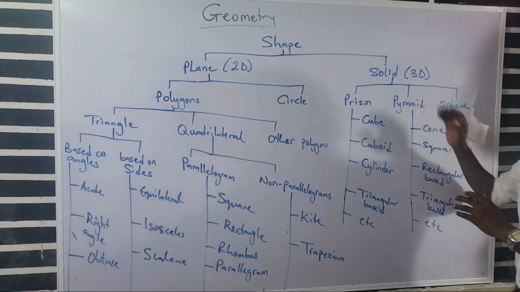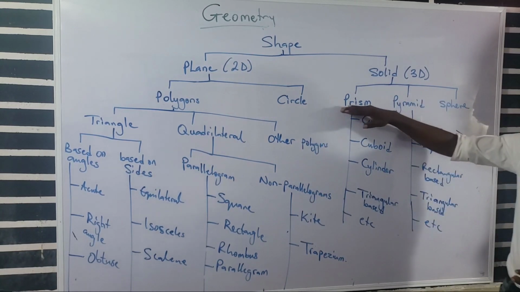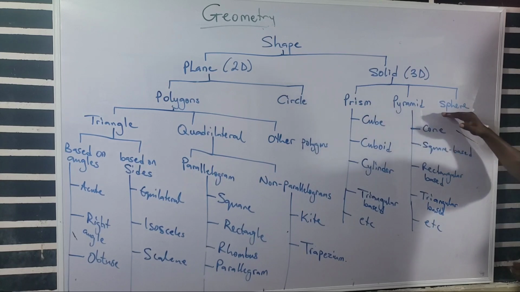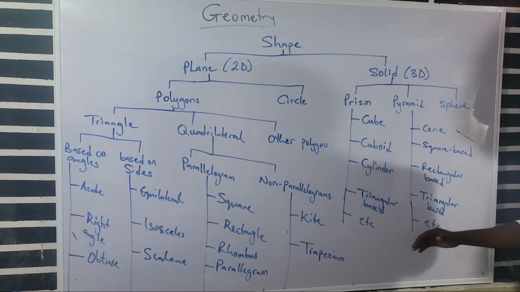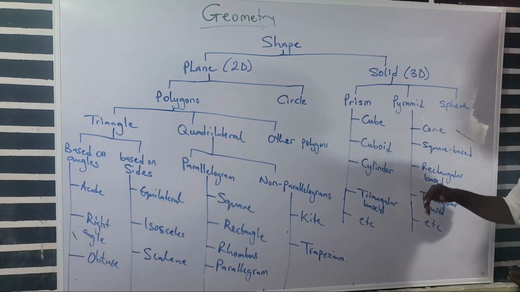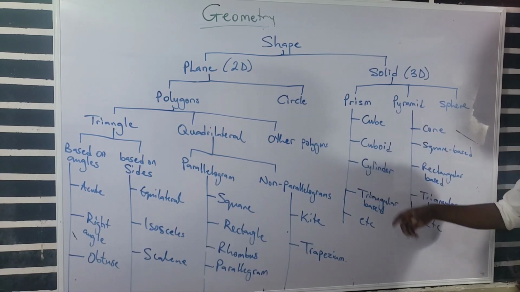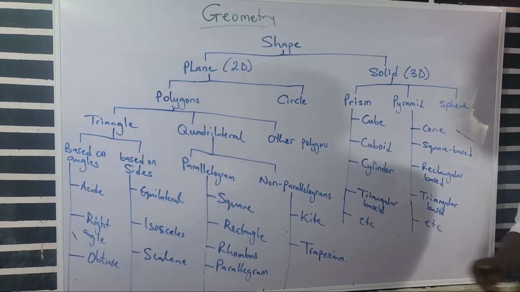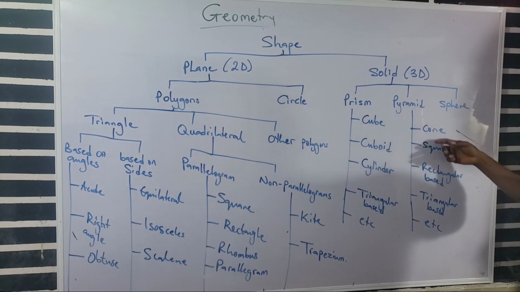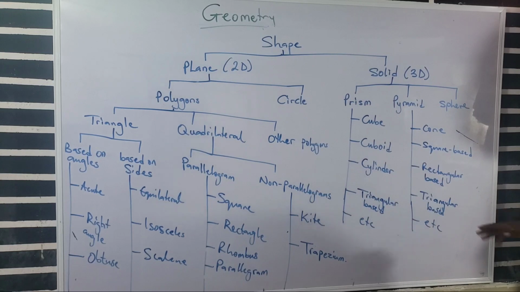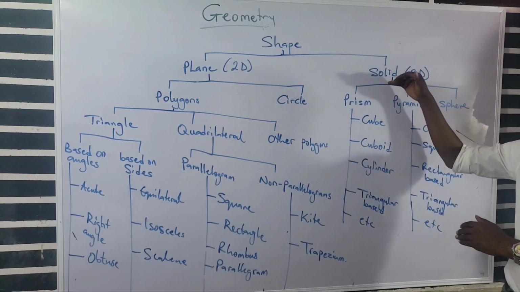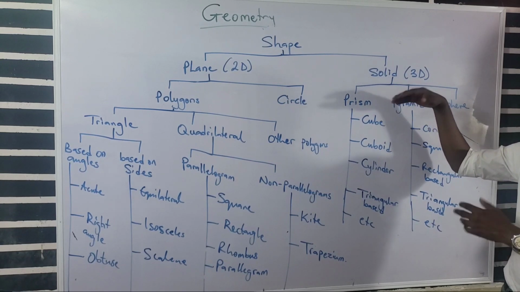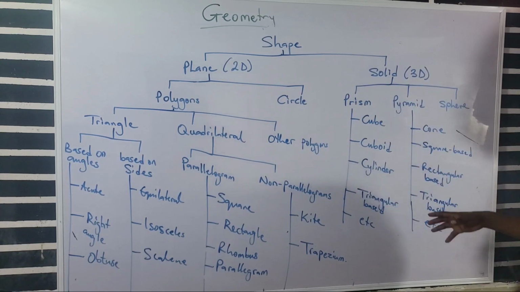Now, let me discuss the solid shape first. Under solid shape, we have the prism, the pyramid, and the sphere. When we come to this topic, I'm going to talk about them again, but briefly, we have the prism. Under prism, we have cube, cuboid, cylinder, triangular base prism, and others. Then under pyramid, we have the cone, the square base, the rectangular base, the triangular base, etc. Then we have the sphere. So all these belong to 3D. We are going to come to solid shapes, which is the 3D, and we'll talk about each of these shapes you are seeing here.